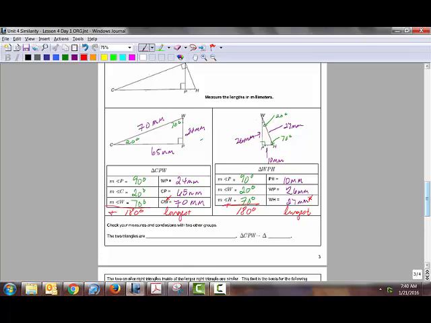And my conclusion, regardless of which theorem I use, angle-angle, or side-angle-side, or side-side-side, my conclusion is the same. The two triangles are similar, and to write the similarity statement, I have to match up the corresponding parts. So angle C corresponds with angle W, P corresponds with P, and W corresponds with H.